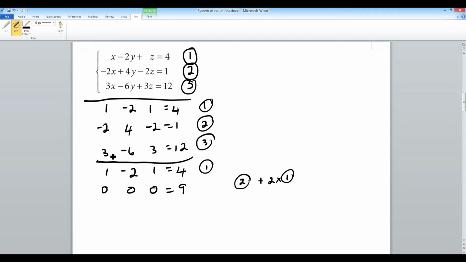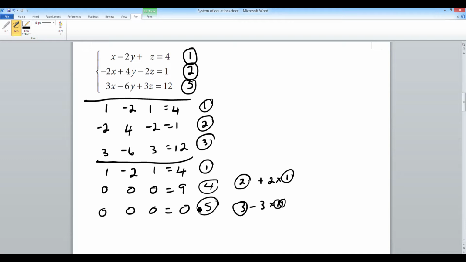Then for my third row, what I want to do is say row 3 minus 3 times row 1. That's a 1 there. So 3 times 1 is 3, and 3 minus 3 is 0. Negative 6 minus 3 times negative 2, so negative 6 plus 6 is again 0. 3 minus 3 is 0, and 12 minus 3 times 4 is also 0. So I notice something here in row 2 and row 3. Quickly, I want to say, sure, I see that my final row is 0 is equal to 0.